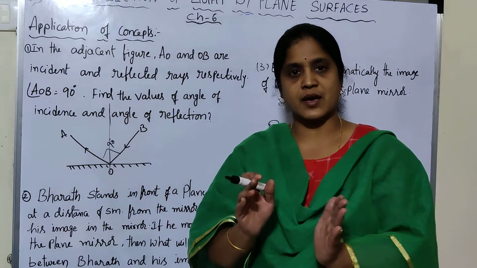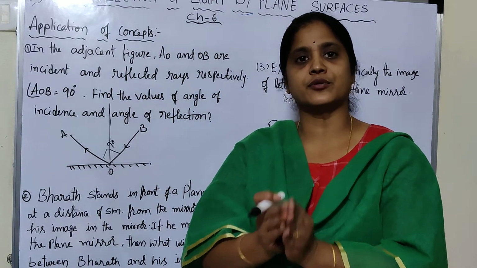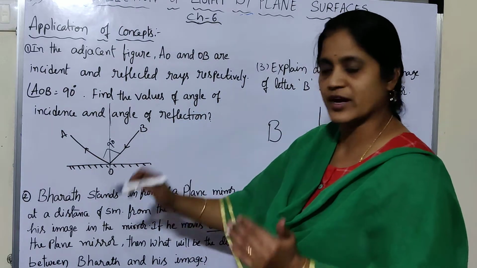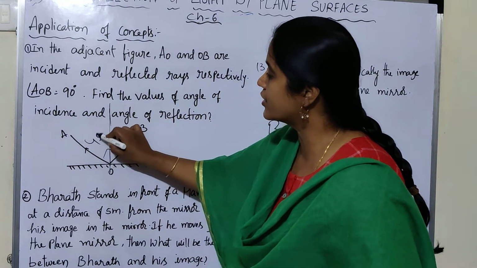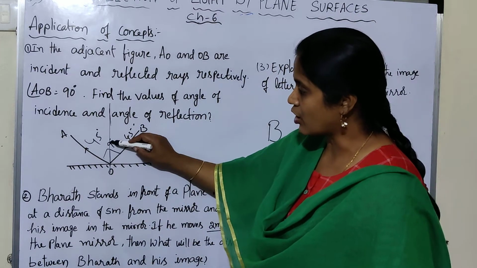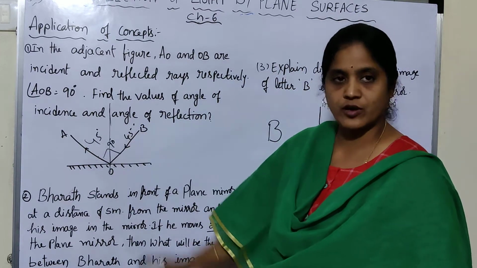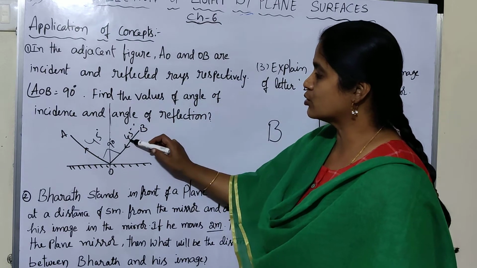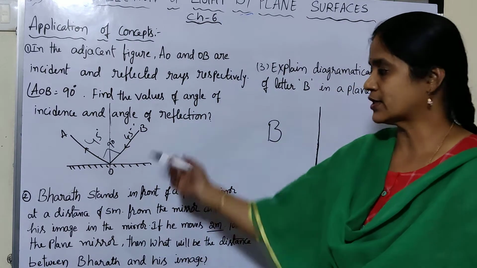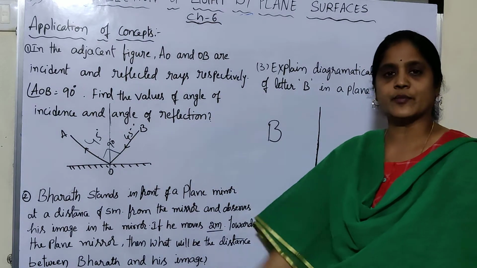Bisects means the angle is divided into two equal angles. So the 90 degrees is divided into 45 degrees and 45 degrees. From the normal to the incident ray the angle is 45, and from the normal to the reflected ray the angle is 45. So like that you have to find out. Next, coming to the second.